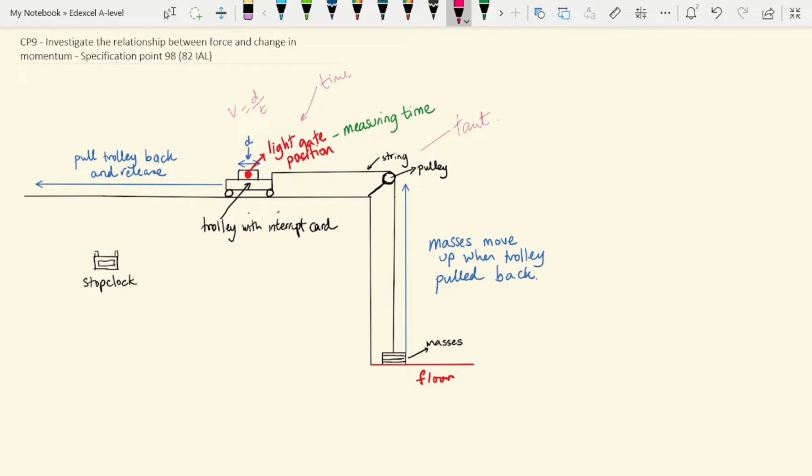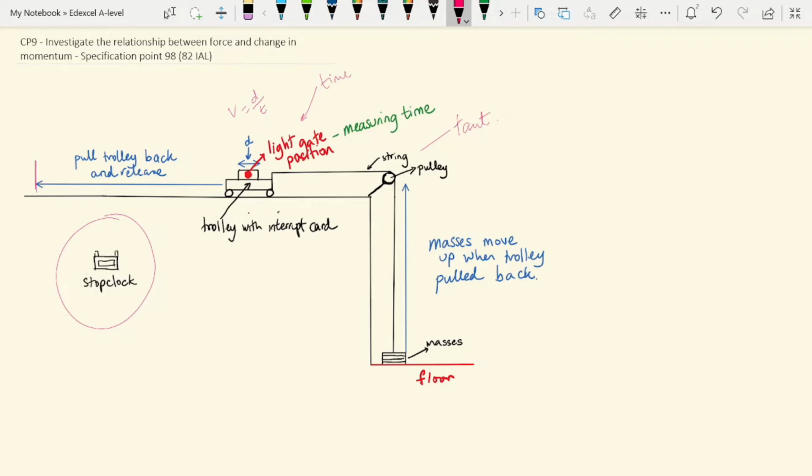Once you've got it all lined up and it's all perfectly matching up with the masses on the floor, you pull the trolley backwards to this point, and then you release it. Now, you want to try and make that point as far back as possible, and I'll tell you why in a moment. You pull the trolley back and release it, and you use the stop clock to time how long it takes the trolley to go from the release point to the light gate.